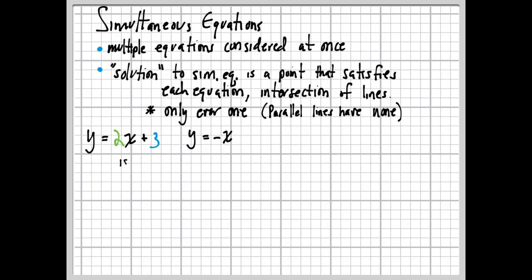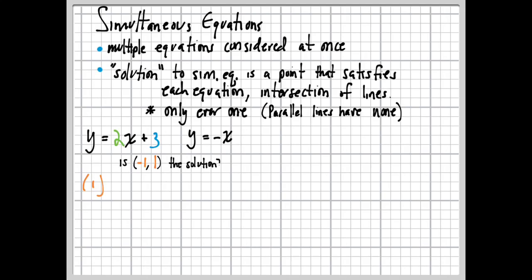Now, some problems will just give you a proposed solution. So it says, is (-1, 1) the solution? If it is, then that point should work for both equations. So what we do is plug the coordinates in for the x and y variables, the pronumerals, in the equations, and check and see if it works. We just see if both sides come out the same.